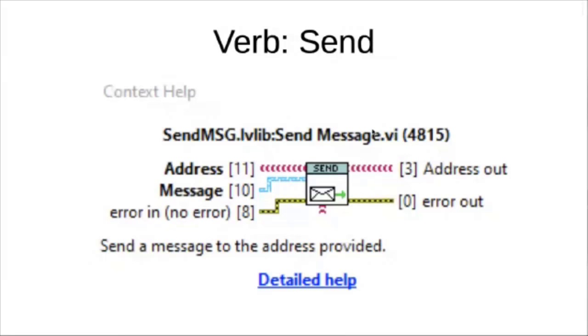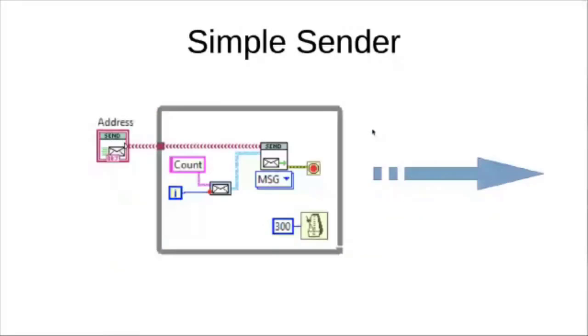So this is the simplest thing I can do. It's a simple sender, takes an address, writes a message, sends the message to the address, sends it every 300 milliseconds. So let's go have a look at that. This code I wrote for this talk, I will make available. I will post it somewhere. So here's the simple sender. Very simple. Takes any address, sends messages to it.